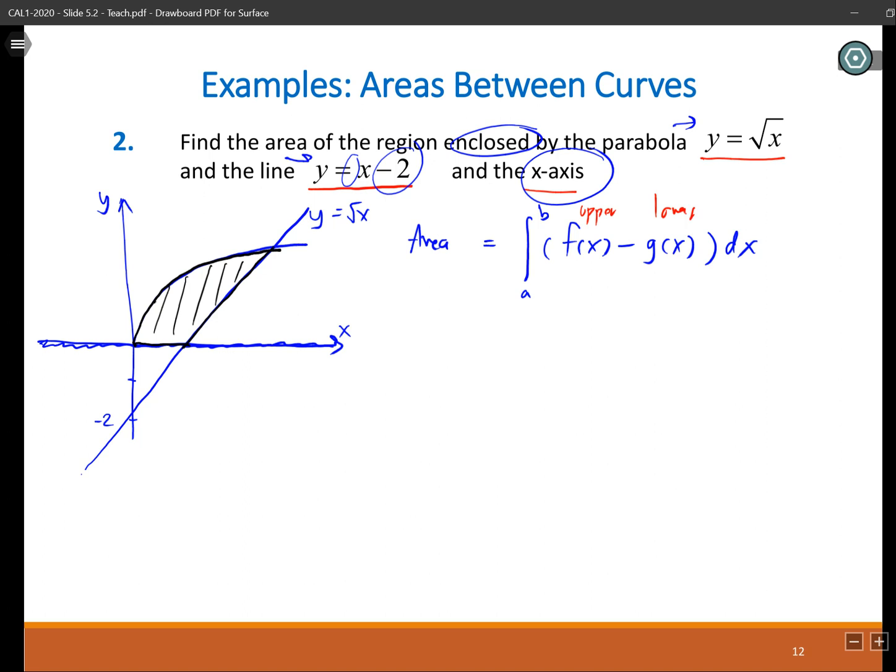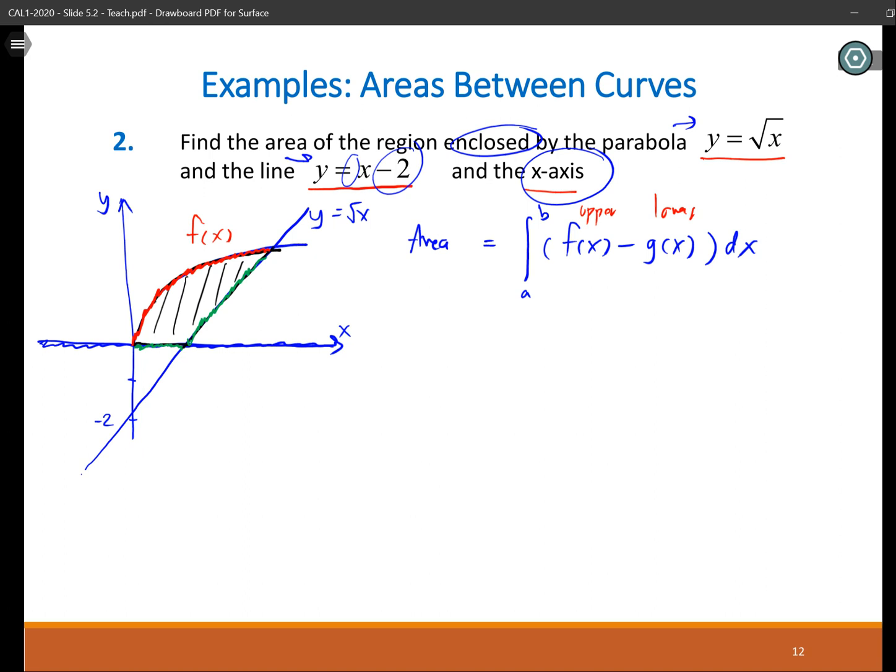Now, let's take a look at the shape of this region. We need to determine the upper and lower lines. So looking at this, we know this is the upper curve. So we know that up here, this is f(x). Now, what about the lower curve? Let's take a look here. At this point, this is lower curve, and this is x-axis. But then, after this point, the lower curve, or the lower line, is this. Right? It's no longer x-axis, it's the straight line x minus 2.